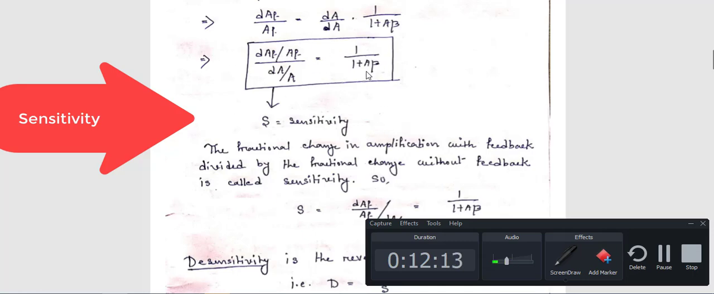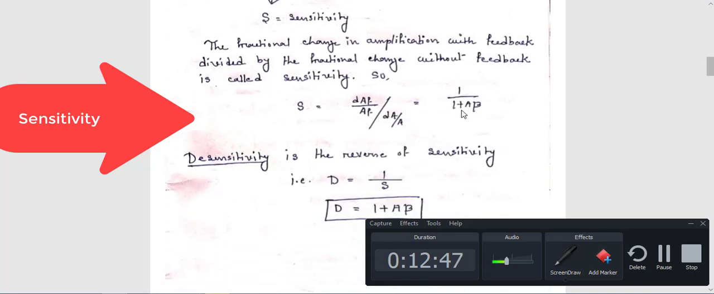Negative feedback amplifier. Because if I ask you what is the sensitivity for a positive feedback amplifier, then your expression will be dAF by AF divided by dA by A is equal to 1 divided by 1 minus A beta. This is for positive feedback, and because this is a negative feedback amplifier, its sensitivity will be 1 divided by 1 plus A beta. So the sensitivity for a negative feedback amplifier is 1 by 1 plus A beta.